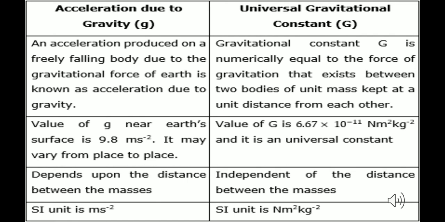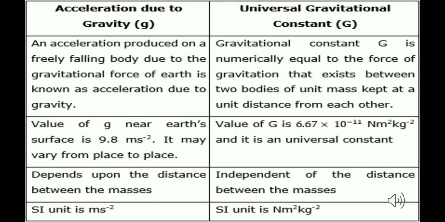Second point, the value of g near Earth's surface is 9.8 meter per second square. It may vary from place to place. So if you are towards the center of the Earth, it will be something else. If you are near the poles, it will be something else. So it varies from place to place. The value of capital G is constant because that is a universal gravitational constant, a proportionality constant. So it cannot vary, it has to be the same, and that is a constant value.